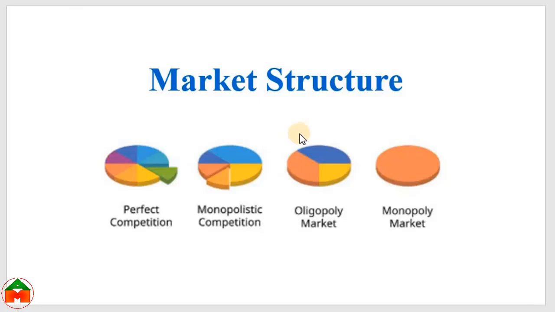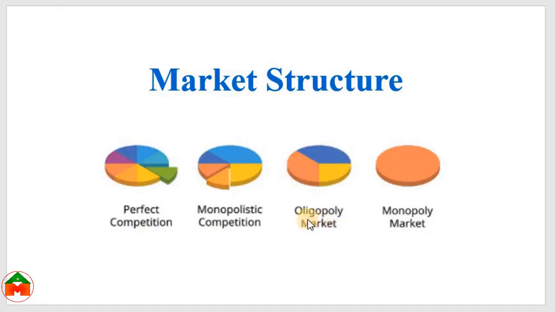Welcome to the tutorial on market structure. Basically, there are four types of market structure. You can see perfect competition, monopolistic competition, oligopoly market, and monopoly market.